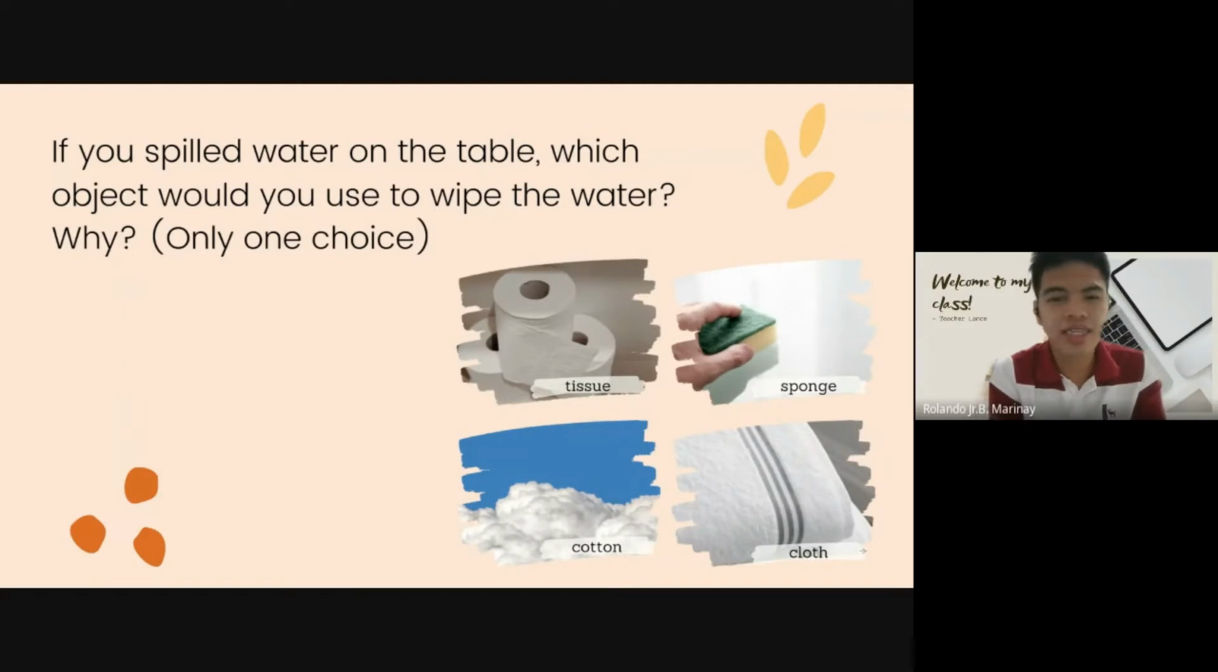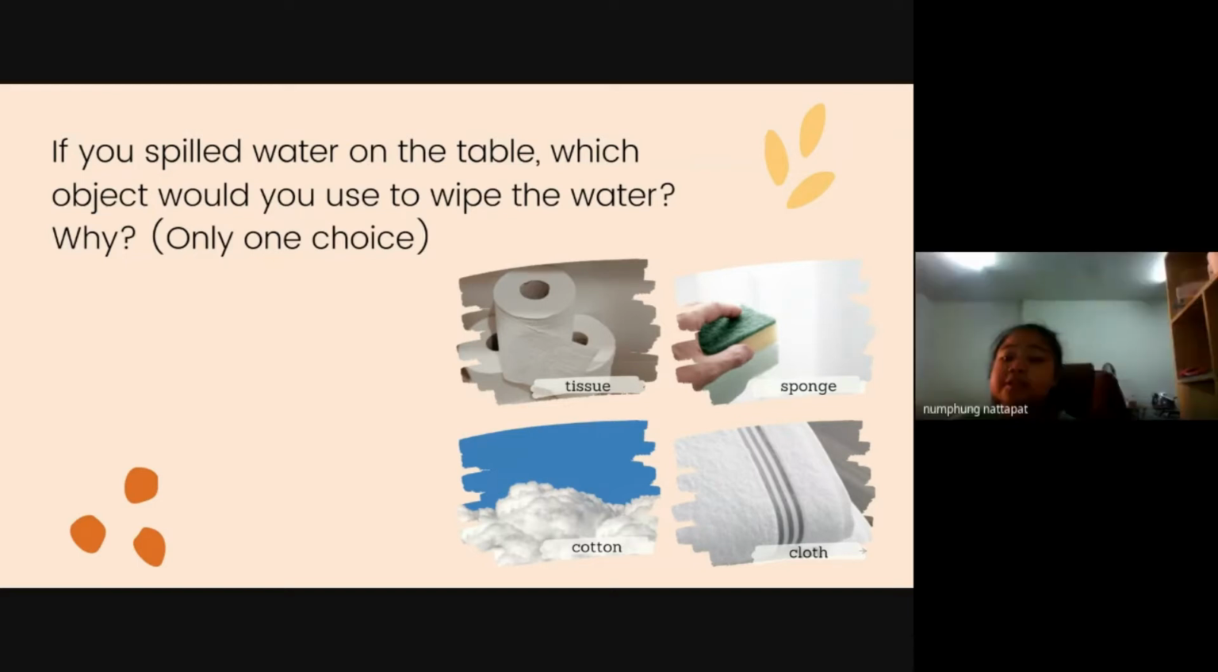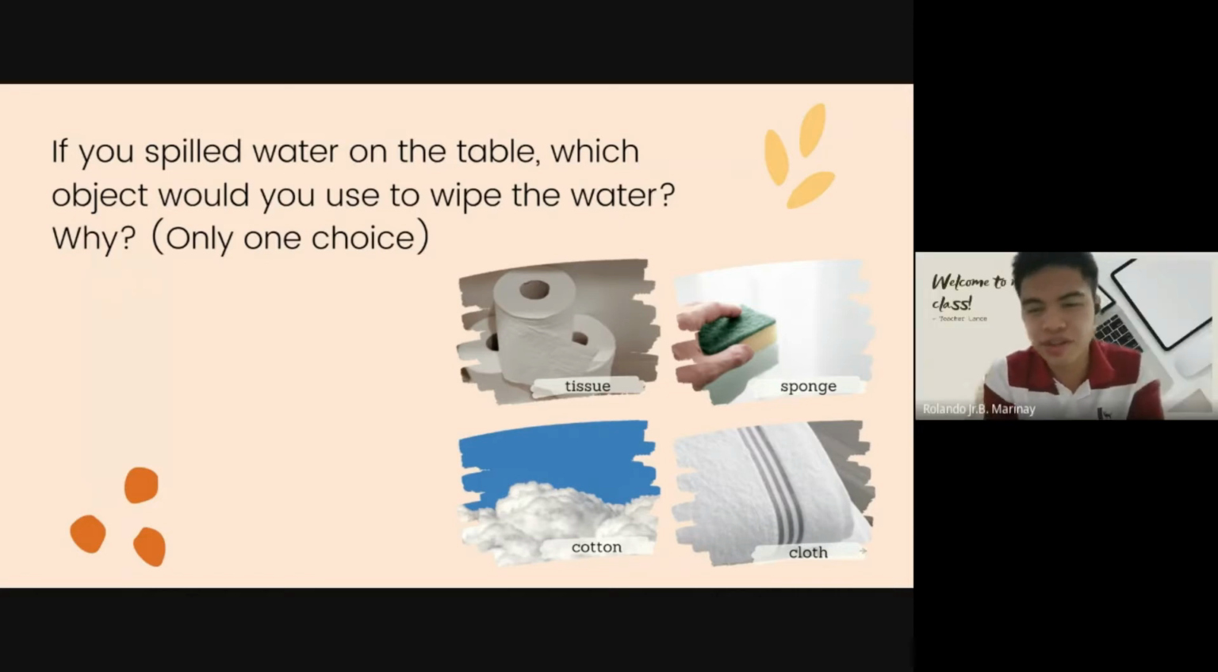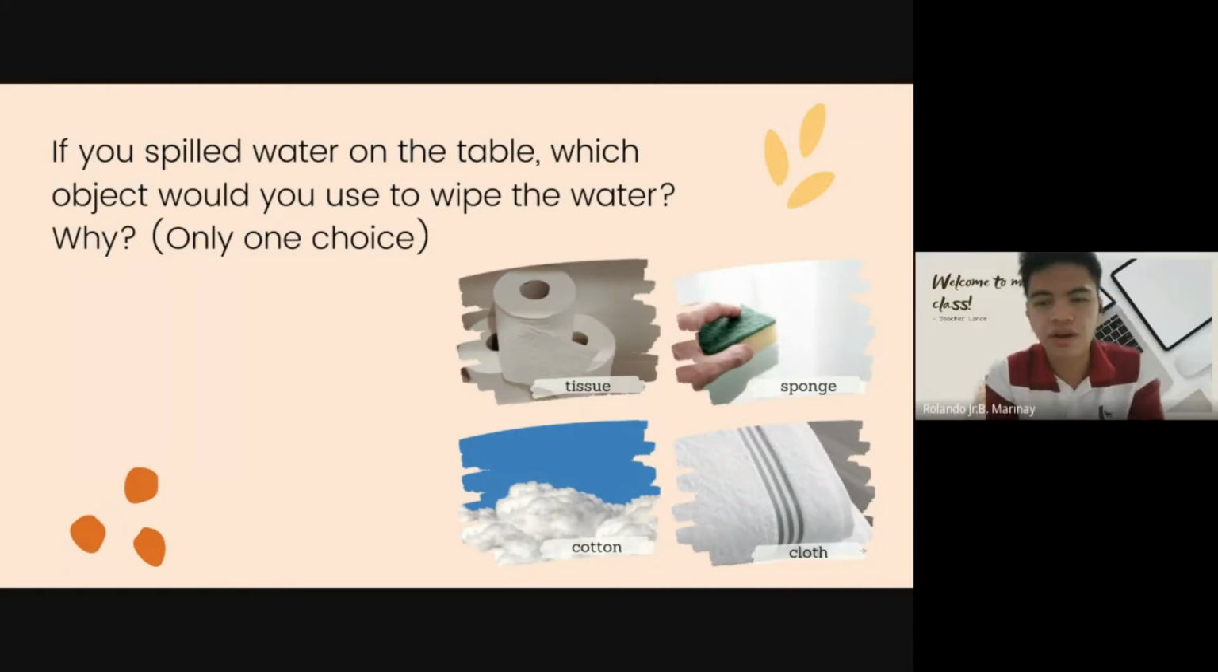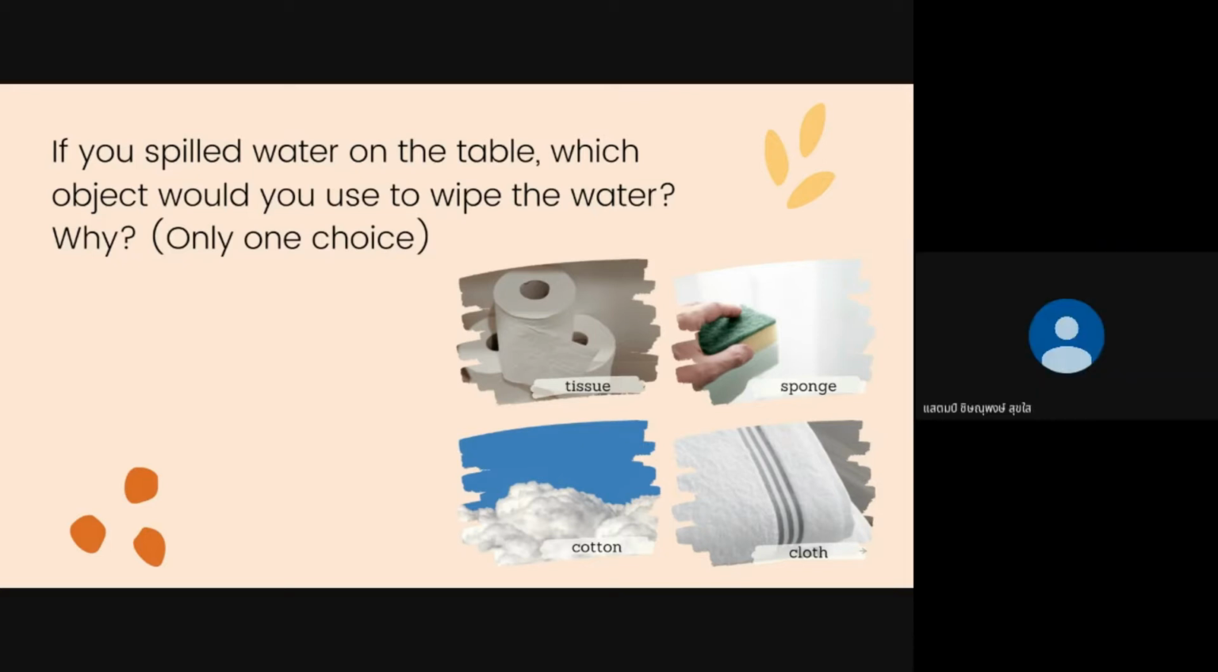Okay, do you have the answer? For example, if you spilled water on the table, what object are you going to use to wipe it? Tissue, sponge, cotton, or cloth? I use cloth. You're going to use cloth. Why? Because tissue is paper. Paper and water don't go together. Okay, very good. Good answer. Next, if you spill water on the table, which object are you going to use to wipe the water? Tissue, sponge, cotton, or cloth?